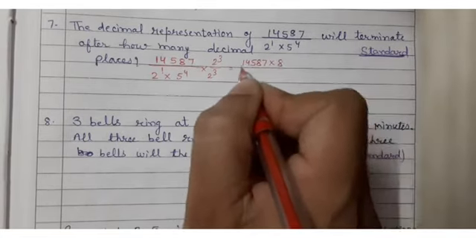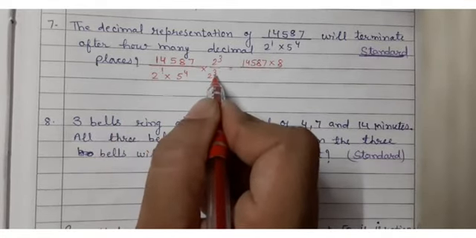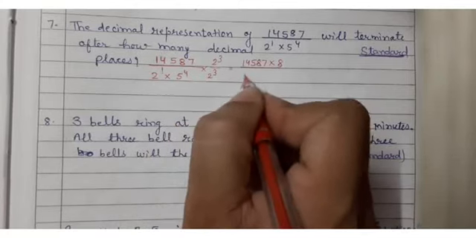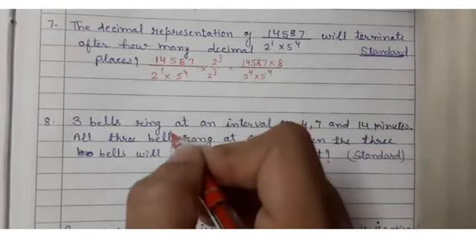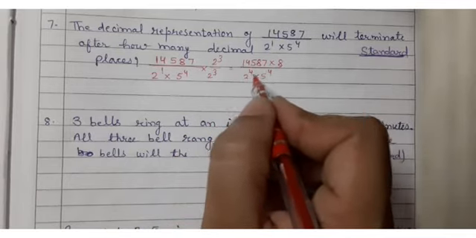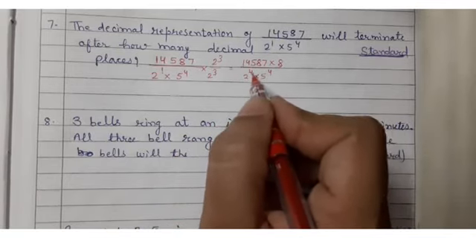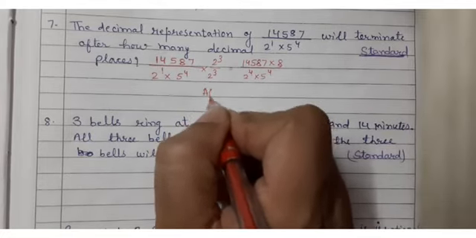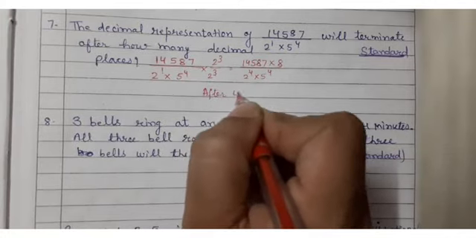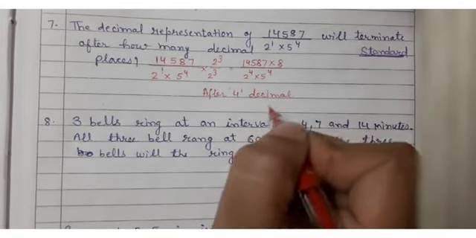2 power 3 is 8. Here the base is the same, so the powers will be added. 3 plus 1 is 4, and here 5 power 4. Now the power is 4, so directly you can say after 4 decimal places, it will terminate.